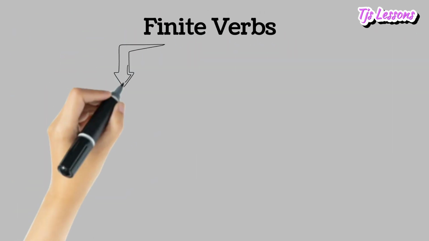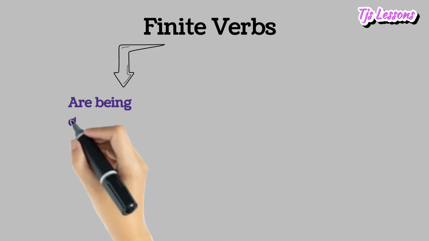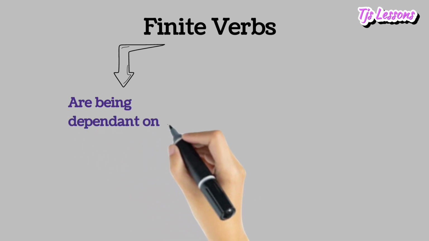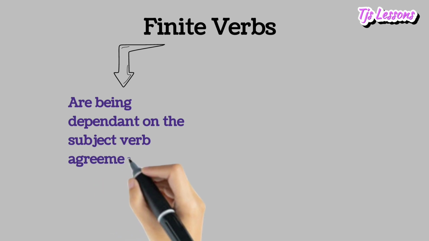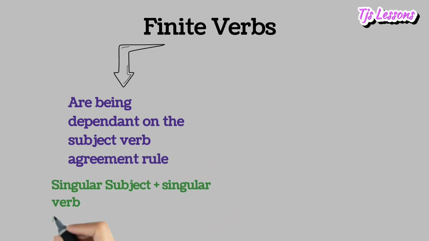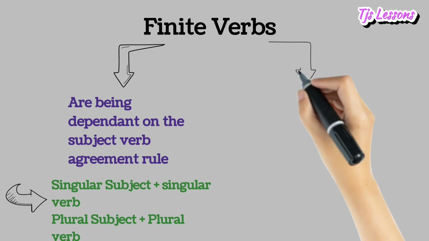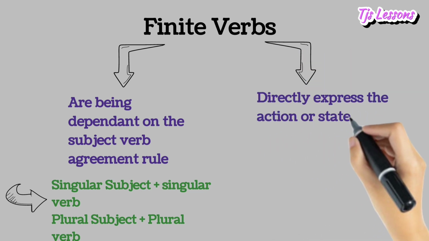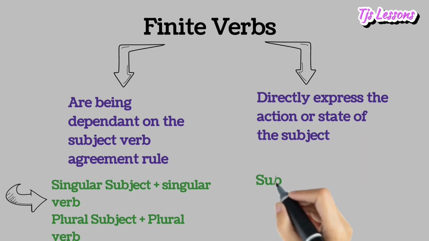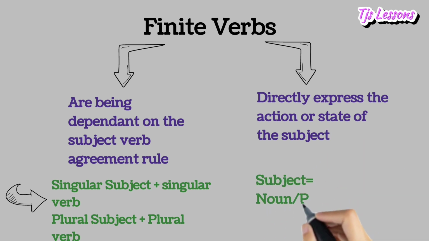Now let's get back to the difference between finite and non-finite verbs. 1. As you have learned, finite verbs depend on the subject-verb agreement rule: a singular subject must have a singular verb, while a plural subject must have a plural verb. 2. Finite verbs directly express the action or state of the subject. That is the subject, either noun or pronoun, plus the required verb form.